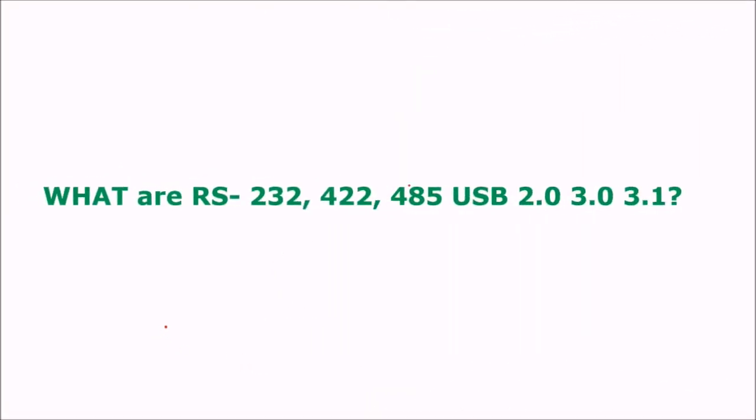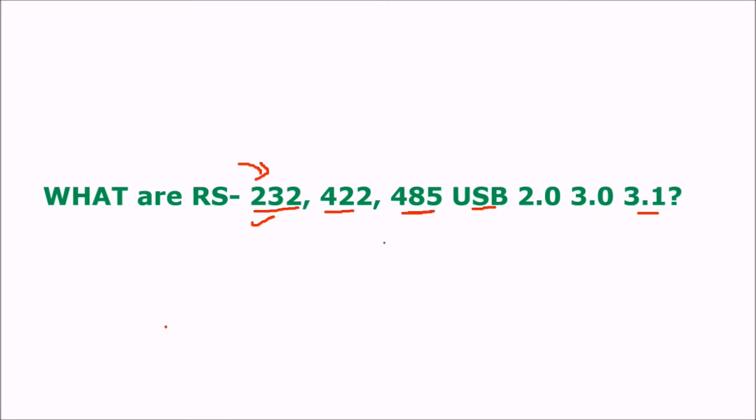What are RS-232, 422, 485 and USB 2.0, 3.0 and 3.1? These are all serial communication technologies. Before PS/2 and USB came into existence, RS-232 was widely used as a means of connection between your computer and the peripherals. Then came 422 and 485, because of the interference which was there in 232.